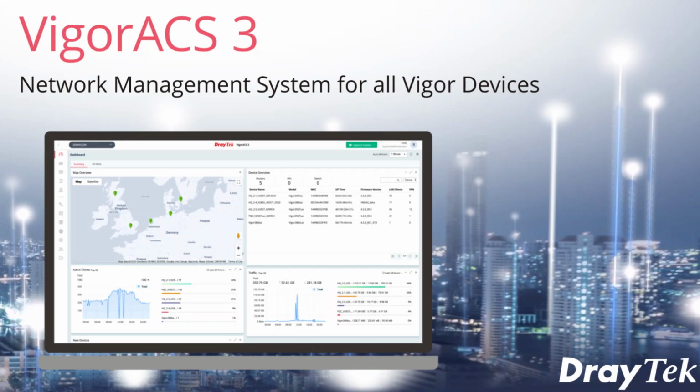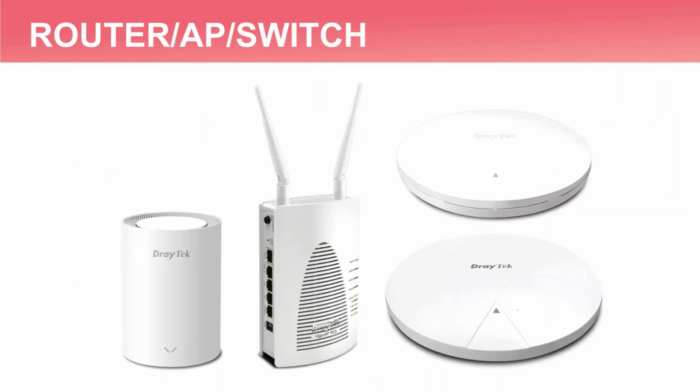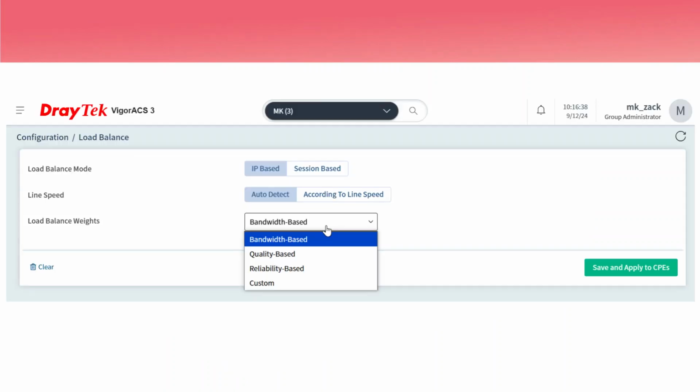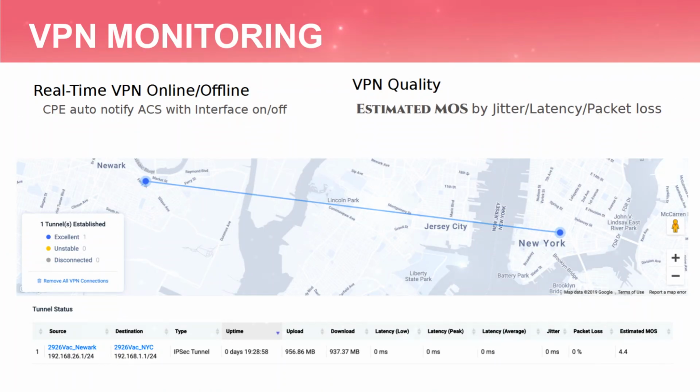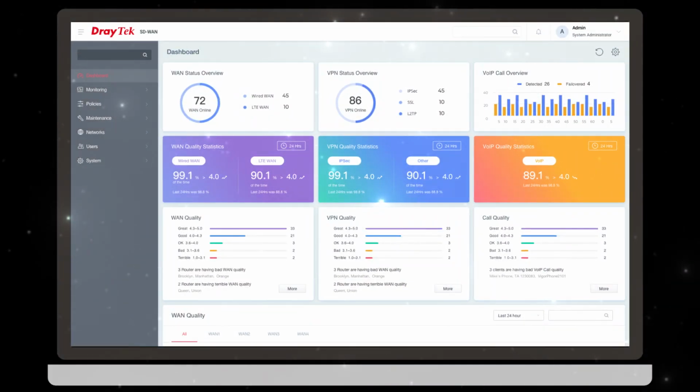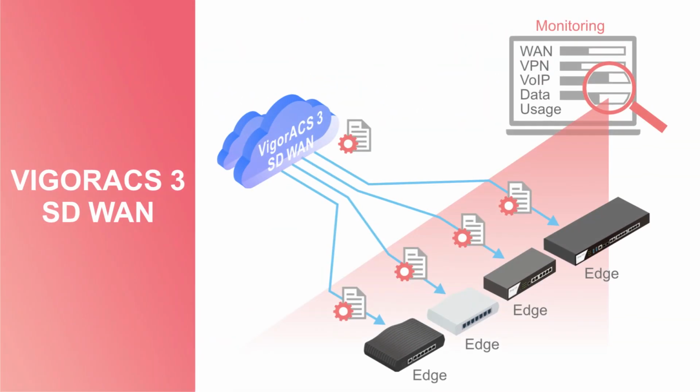VigorACS3 is DrayTek's network management system, which supports all DrayTek routers, access points, and switches, providing an integrated platform for configuration, monitoring, and management. It is also the core of the DrayTek SD-WAN solution to monitor, push configuration, and provision to the edge router.